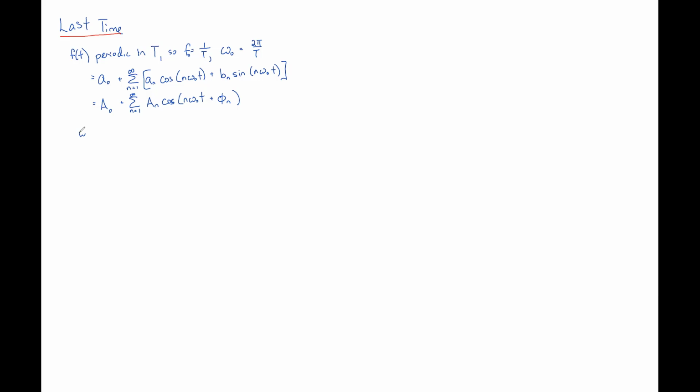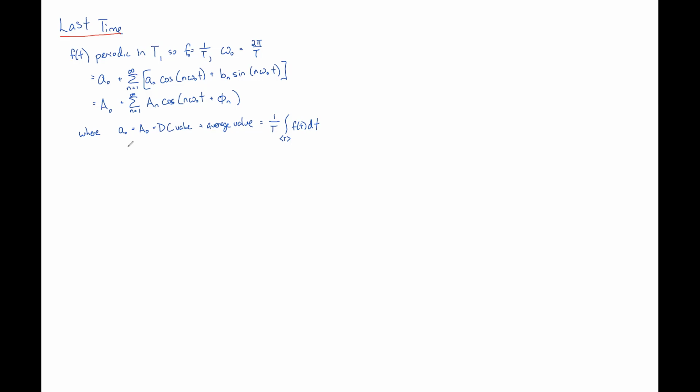And if you want to calculate these values, we say that a sub naught, it's the same thing as capital A sub naught. It's the same thing as the DC value. It's the same thing as the average value. And in math language, it's equal to 1 over the time period times the integral over any time period of your function of t dt. And that's the formula for any kind of average value of anything.